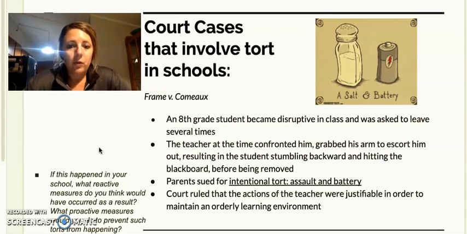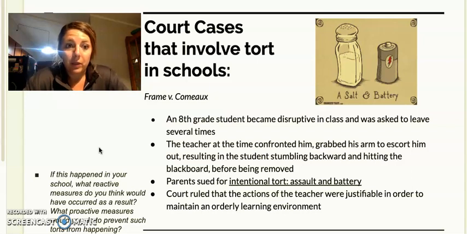The parents sued for assault and battery, but the court ruled that the actions of the teacher were justifiable in order to maintain that orderly learning environment, that orderly classroom. This was surprising to me. I thought immediately that teacher's in trouble. They're liable. They're out the door. You can't put your hands on a student.